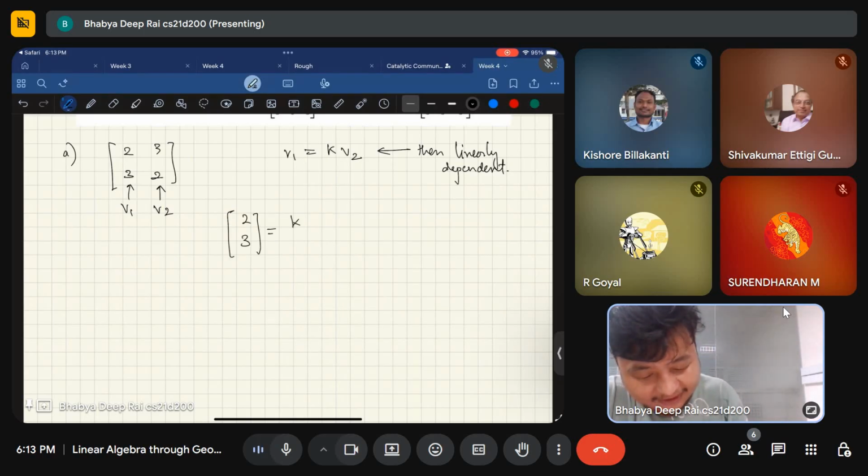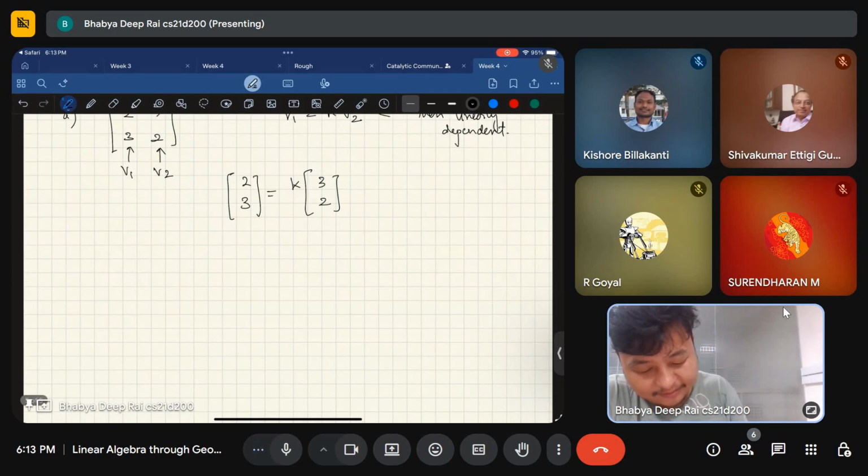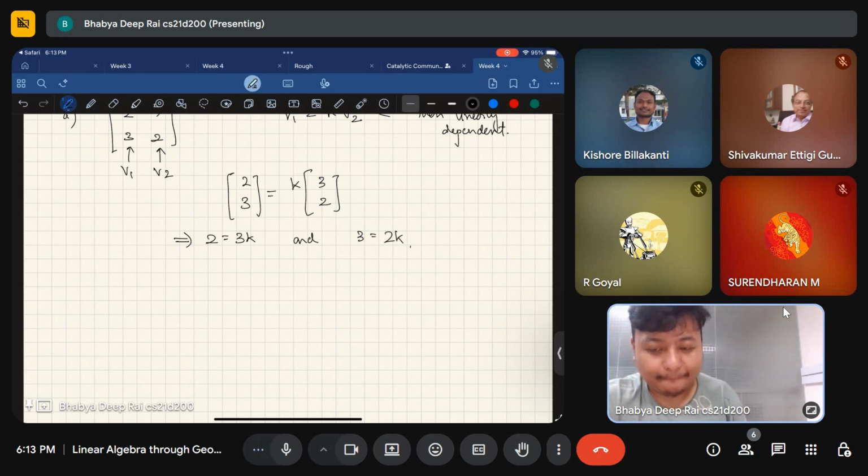as some k times 3, 2? So that is the question, right? So let's see if that is possible. This would imply that 2 equals 3k and 3 equals 2k. Now if I solve this, what will I get? k equals 3 by 2. And if I solve this, I get k equals 3 by 2.